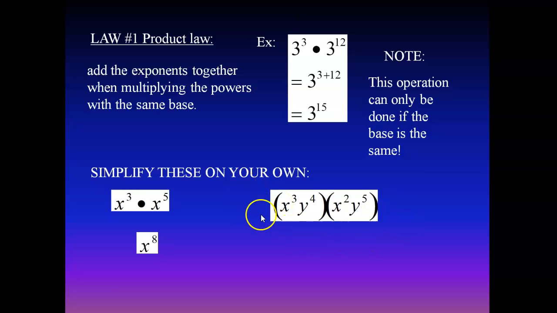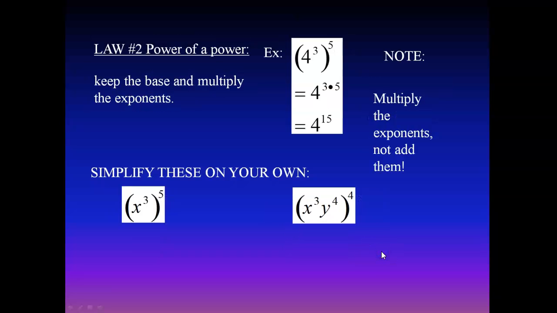Here in the next example, you have two of the same bases: x cubed, x squared, and y to the fourth, y to the fifth. And because you have to multiply them, we are going to do it one by one in order of the variables. So x to the third power multiplied by x to the second power will be x to the power of 5. Why 5? Because 3 plus 2 is 5. And y to the fourth power times y to the fifth power will be y to the power of 9. Why 9? Because 4 plus 5 is 9.